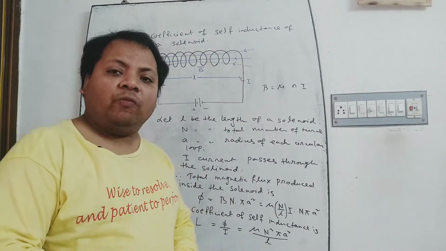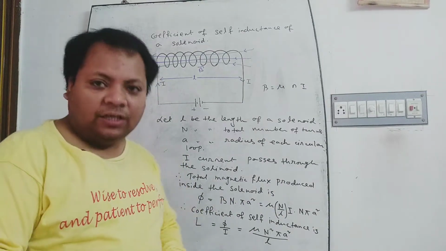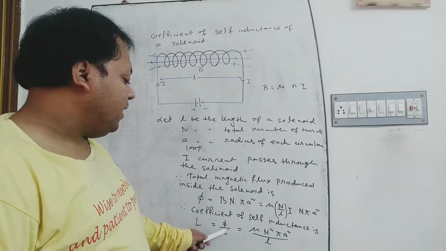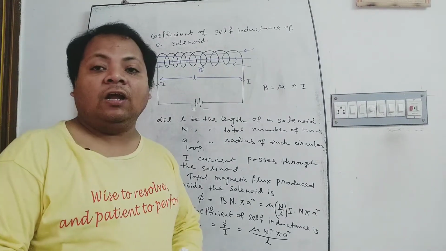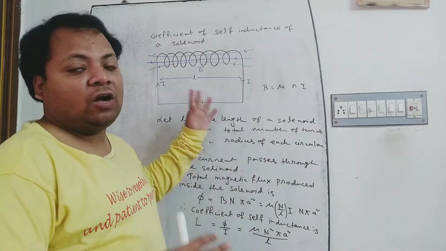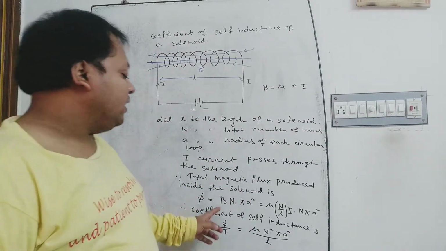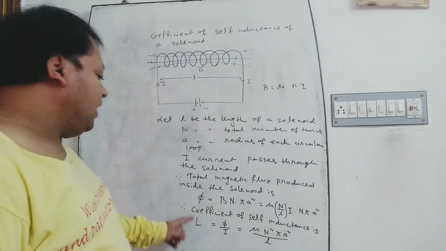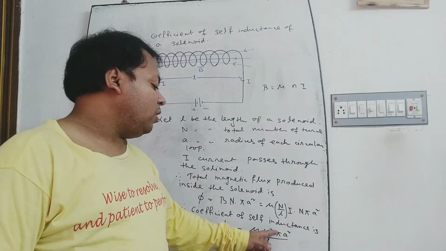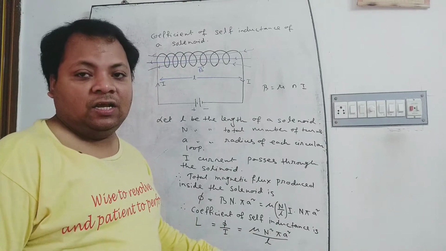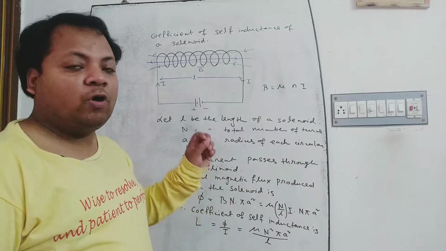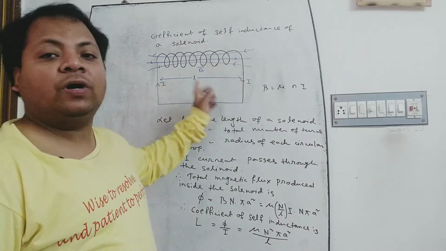We know that the coefficient of self-inductance is L equals phi by I, that is, the total magnetic flux linked with the coil divided by current. That's why we can write the coefficient of self-inductance L equals mu N squared pi a squared by l. This is the expression of the coefficient of self-inductance of a solenoid.